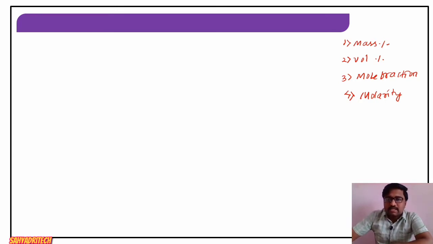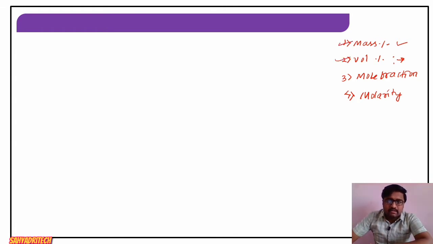So what is mass percent? It is the number of parts by mass of a component present in 100 parts by mass of a solution. How do we calculate mass percent? Mass of a component divided by mass of a solution, or total mass, into 100, which gives mass percent. Similarly, what is volume percent? It is the number of parts by volume of a component present in 100 parts by volume of a solution. How do we calculate volume percent? It is the volume of component divided by the volume of solution into 100.